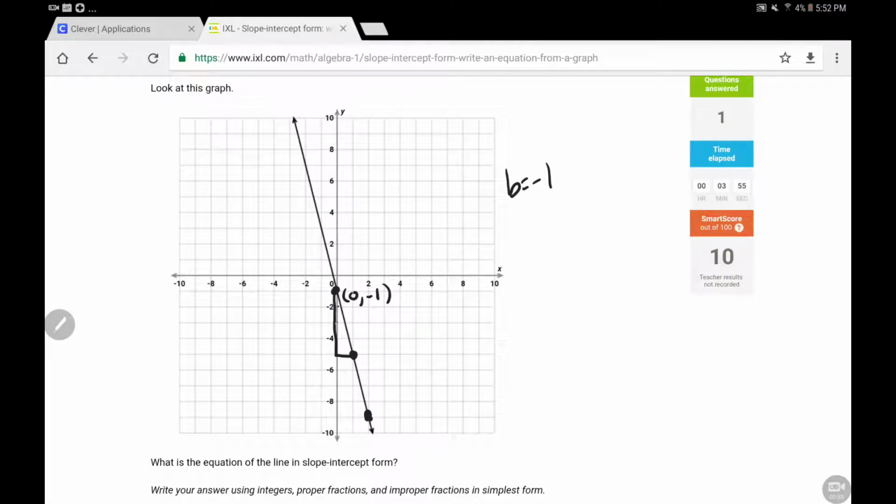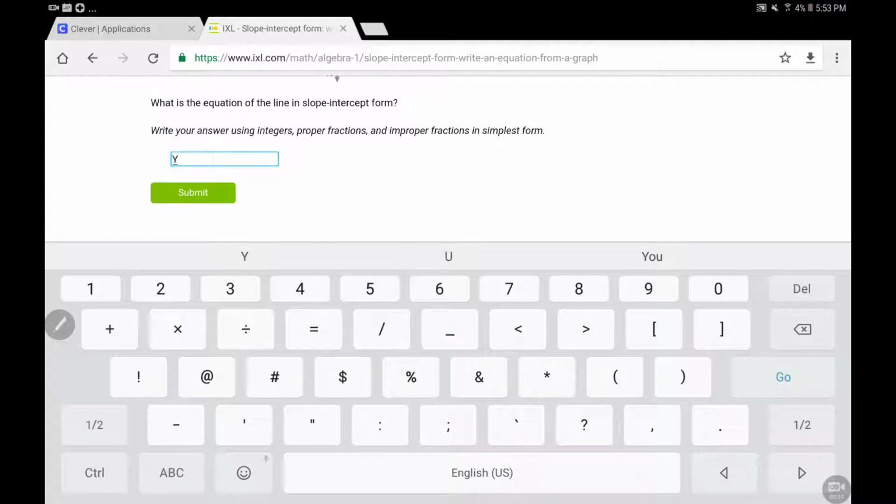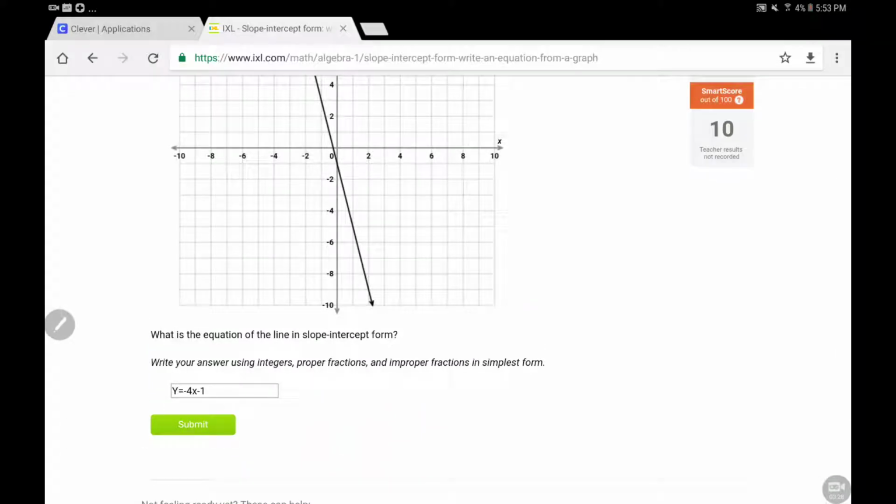So we go 1, 2, 3, 4. That's down 4 and over 1. So -4 over 1, which reduces to -4. And then simply y equals -4x minus 1. And that's it. So go back. Okay. Y equals -4x minus 1. Double check. And we're good.